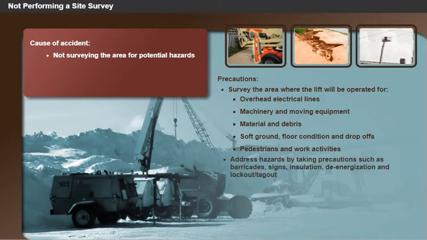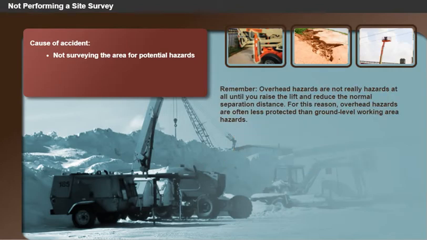Address hazards by taking precautions such as barricades, signs, insulation, de-energization, and lockout-tagout. Remember, overhead hazards are not really hazards at all until you raise the lift and reduce the normal separation distance. For this reason, overhead hazards are often less protected than ground-level working area hazards.